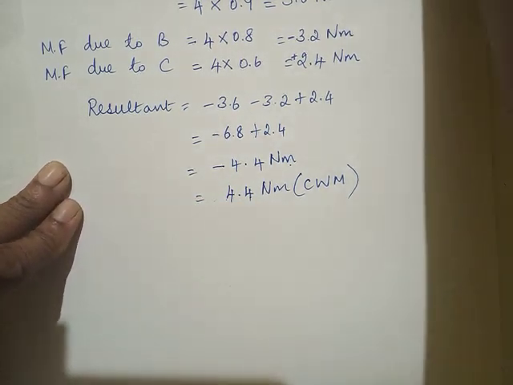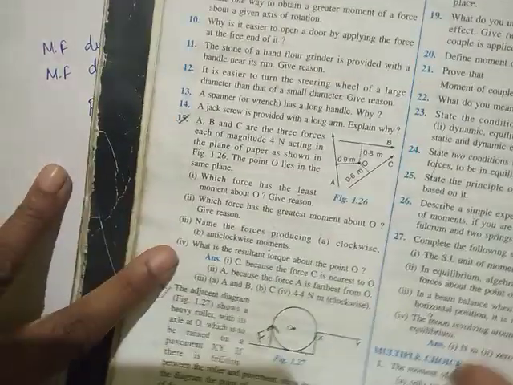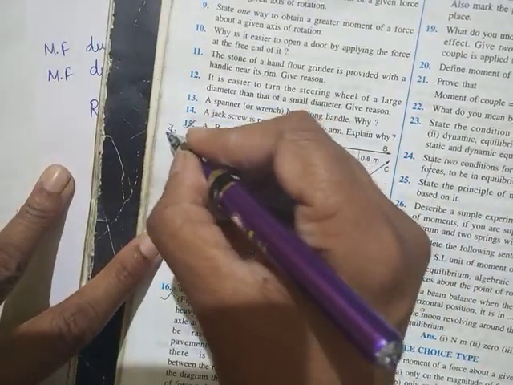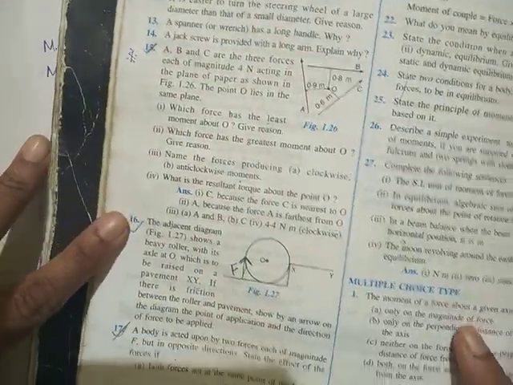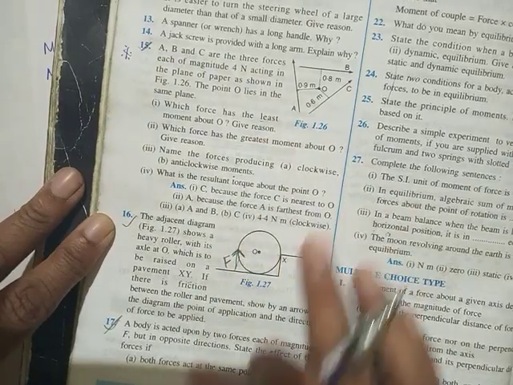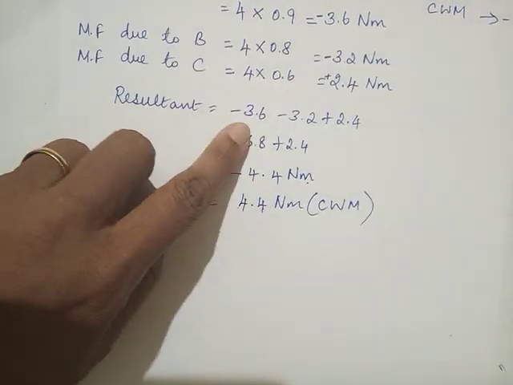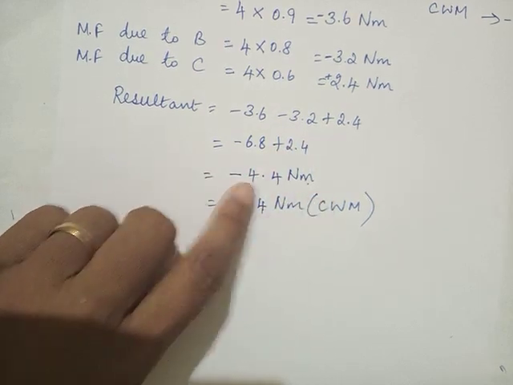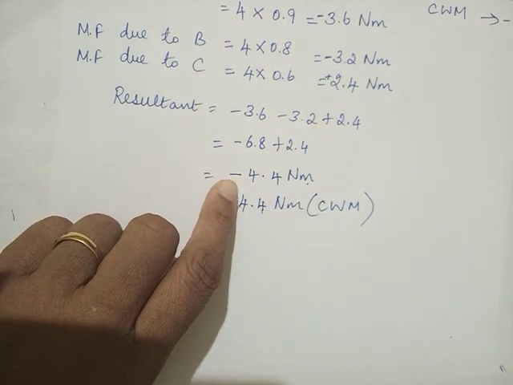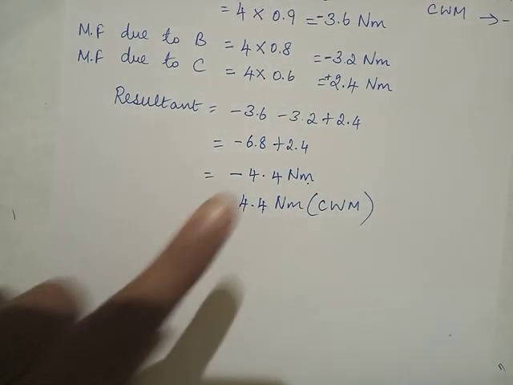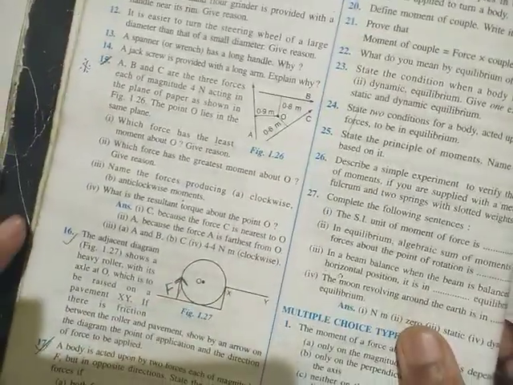This type of question comes often, so it will be good if you understand it and are able to solve it clearly. Okay, so be careful with the signs. When resultant is asked, signs are very important, and then you solve it. If your answer comes in negative, then it is clockwise moment. If it was positive, it would have been anti-clockwise moment.